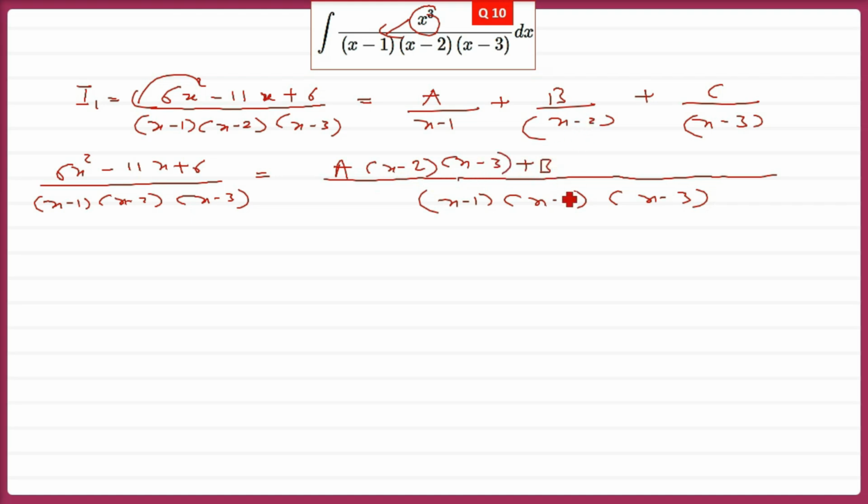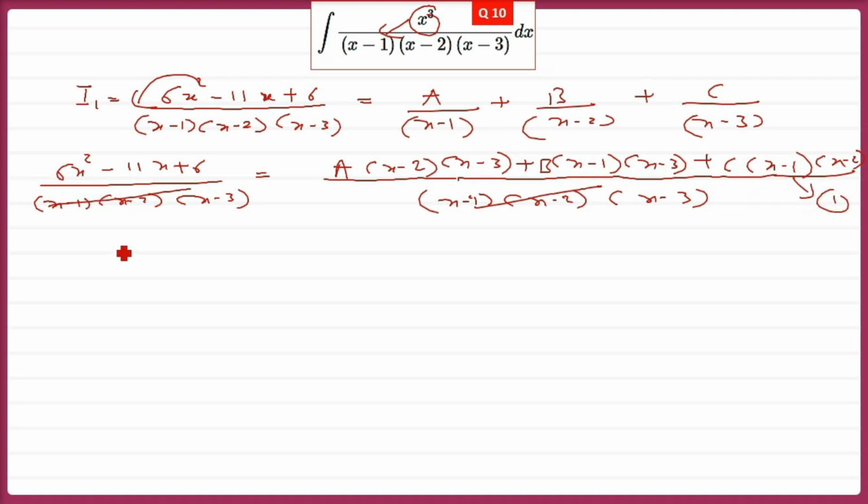Similarly, except x − 2, the other factors will be multiplied by B: (x − 1)(x − 3). And with C, what will come? Except x − 3, x − 1 and x − 2 will come. Now you just cancel these denominators and assume that the numerator is equation number 1. This is just an equation. Now we'll try to find out A, B, C, which are the constants.